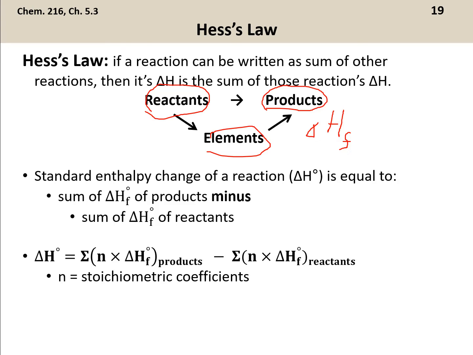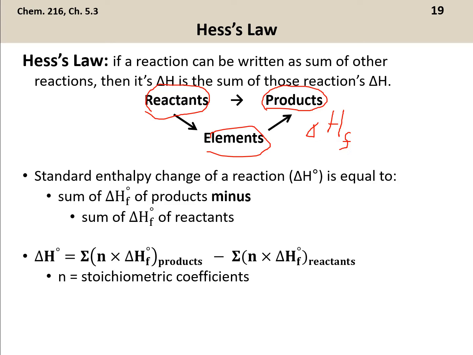What we can say is that the standard enthalpy change for any reaction, delta H, is equal to the sum of delta HFs for the products minus the sum of delta HFs for the reactants, okay? We'll go through and do a problem, then we'll explain why it works in a little bit.